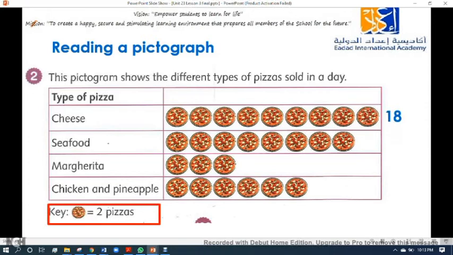Again, we count each of the pictures by 2. So that's 2, 4, 6, 8, 10, 12, 14, 16. Good. Now how about the margarita? That's 2, 4, 6. Next, the chicken and the pineapple. That's 2, 4, 6, 8, 10, 12. Alright, so now we have the total for each of the pizzas sold in one day.